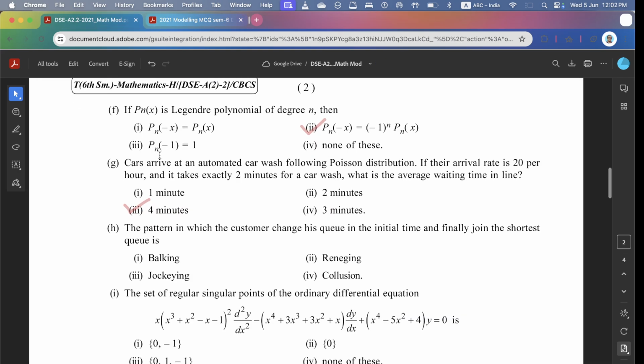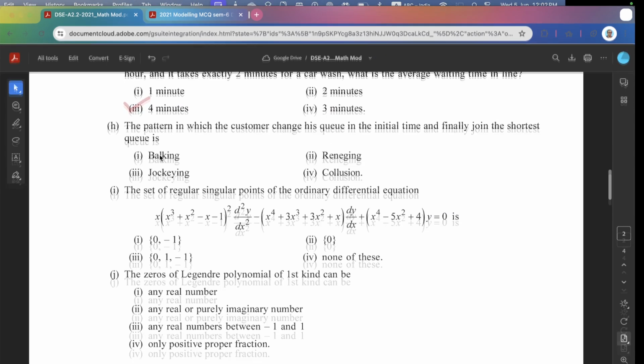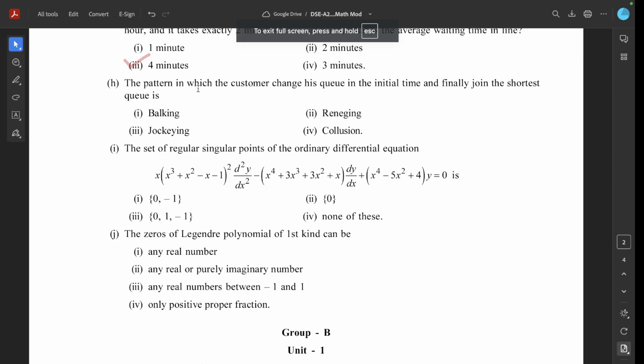Question 8. The pattern in which the customer changes his queue in the initial time and finally joins the shortest queue is, the correct option is jockeying. But this question is not mathematical.